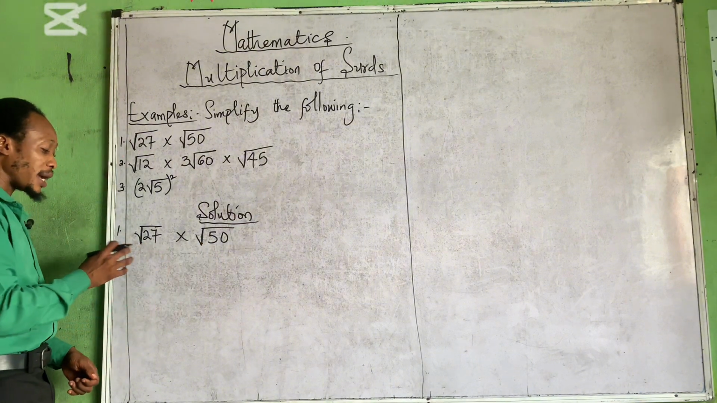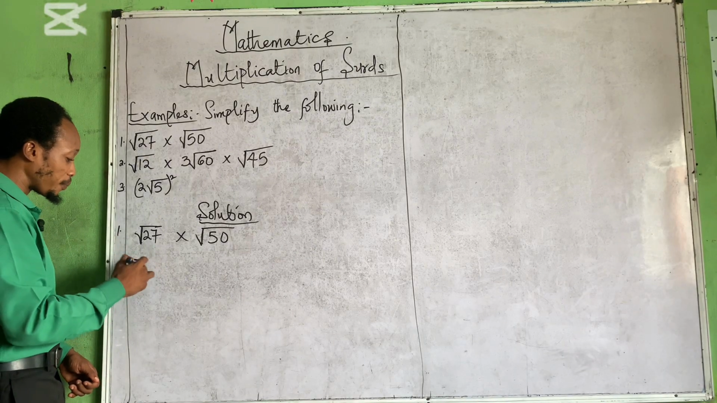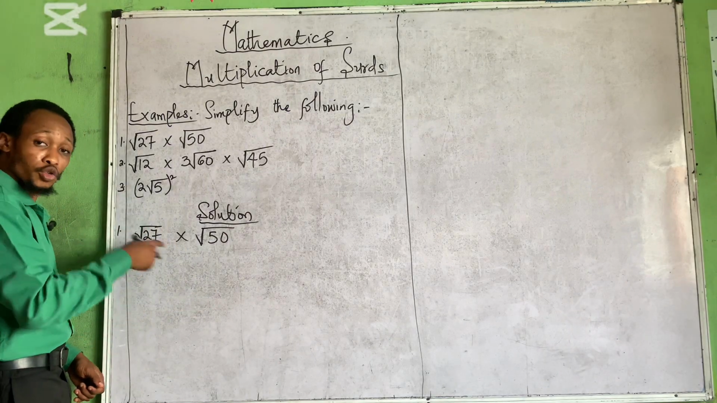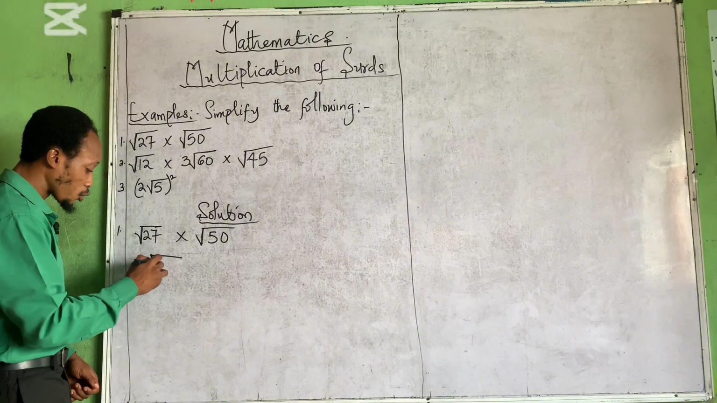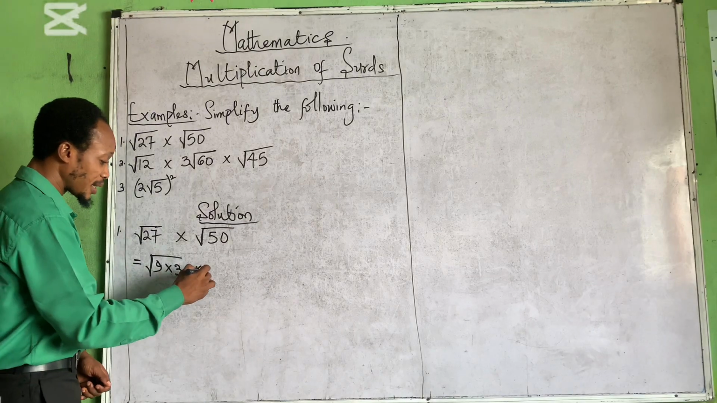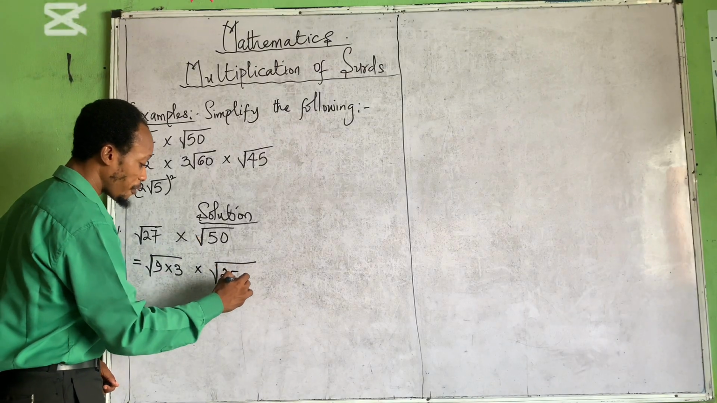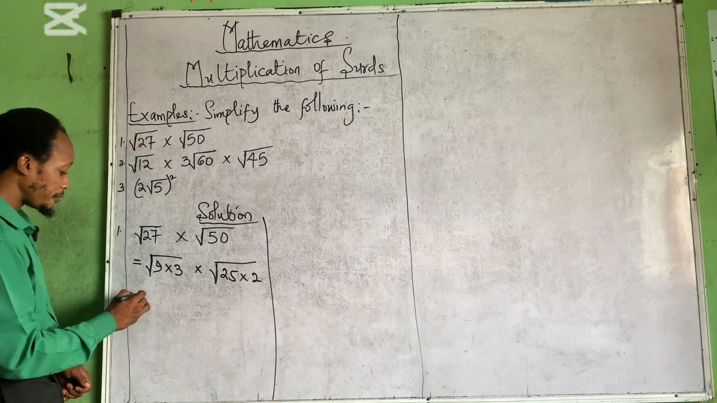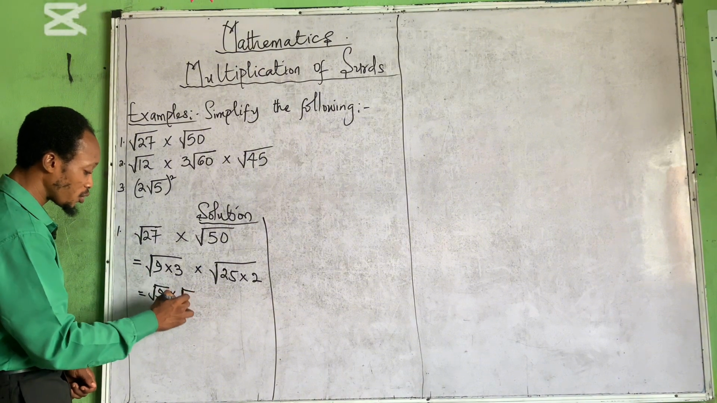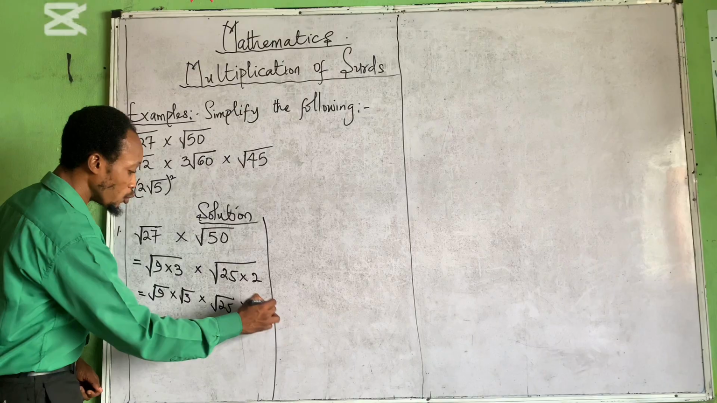First, simplify root 27. How do we simplify root 27? You make sure one of the factors is a perfect square and multiply it with the other to give root 27, which is the square root of 9 times 3. For root 50, the perfect square that multiplies with 2 is 25, so root 25 times 2. Now you can split it into two: root 9 times root 3, and root 25 times root 2.